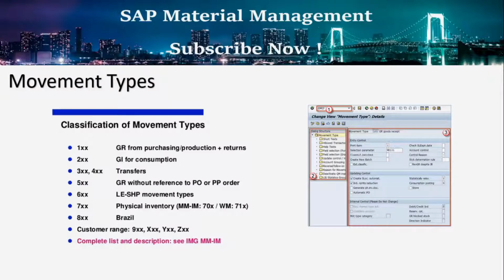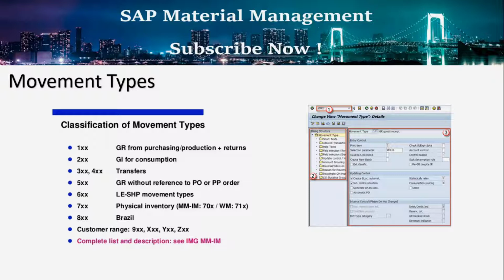Hello and welcome back to another new free weekly video. Today we will talk about movement types. When you enter a goods movement in the system, you must enter a movement type to differentiate between the various goods movements. A movement type is a 3-digit identification key for a goods movement.